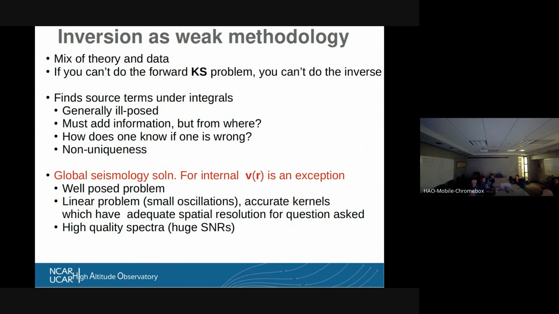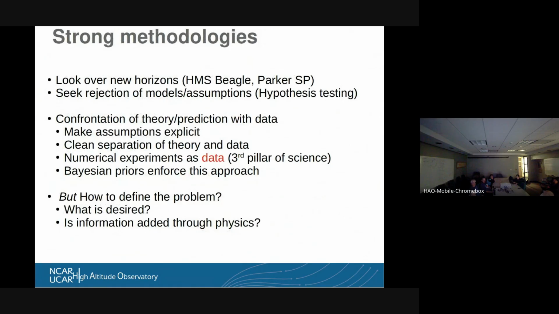Non-uniqueness. That is the reason for global seismology, because of those reasons I listed there. So with a mix of theory and data, let's look at what a strong methodology is. Well, you can just look over New Horizons. You can set up on Beagle and try to find out some new things. You can observe the sun in different ways, and you just don't need to keep observing EUV lines that are unresolved forever. That doesn't make any sense to me.